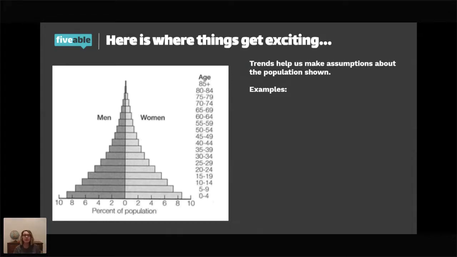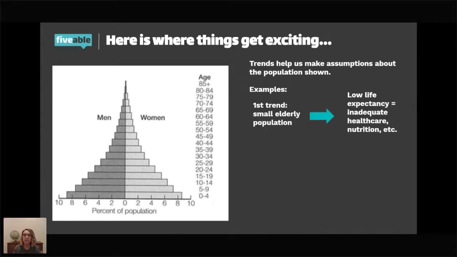So we take this pyramid on the left. We saw this one before. Our first trend is that we have a small elderly population. From that, we can make some assumptions. If we have a small elderly population, then we have low life expectancy.